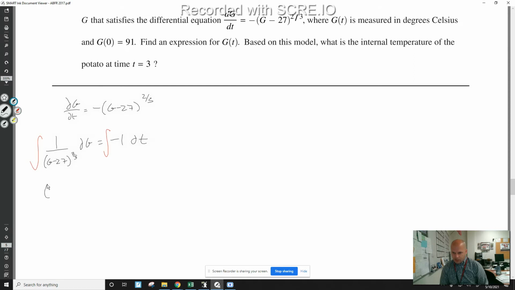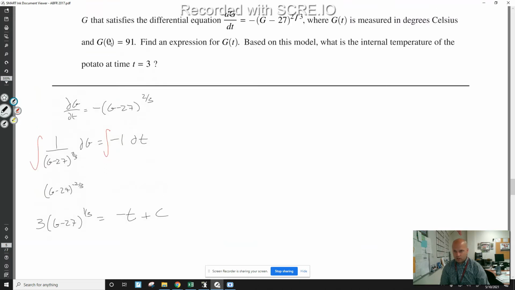Okay, this turns into g minus 27 to the negative 2/3. I'm going to add 1 multiplied by the reciprocal, so that's g minus 27 to the positive 1/3 times 3. If there was a coefficient of g, I would multiply by the reciprocal because I'm taking the antiderivative. There is none. Over here, I have negative t. Don't forget a plus c.